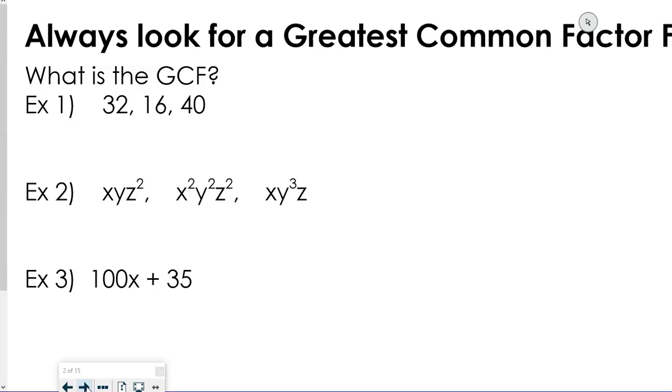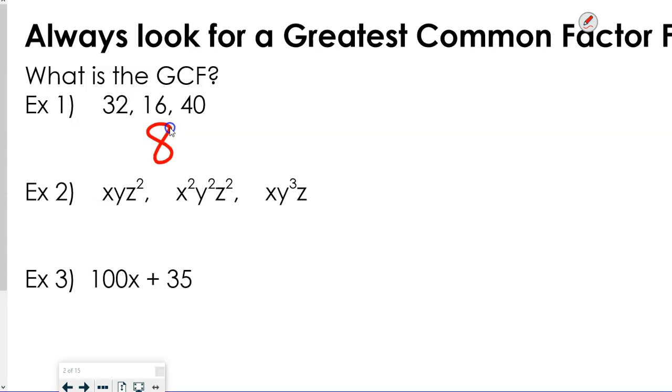So what about if we divide all of them by 8? 8 into 32 is 4. 8 into 16 is 2. 8 into 40 is 5. So yeah, I think the number is 8. I would go ahead and try 16 because I know that 16 goes into 32, but 16 does not go evenly into 40. So if we look at our GCF for example 1, it's going to be 8.